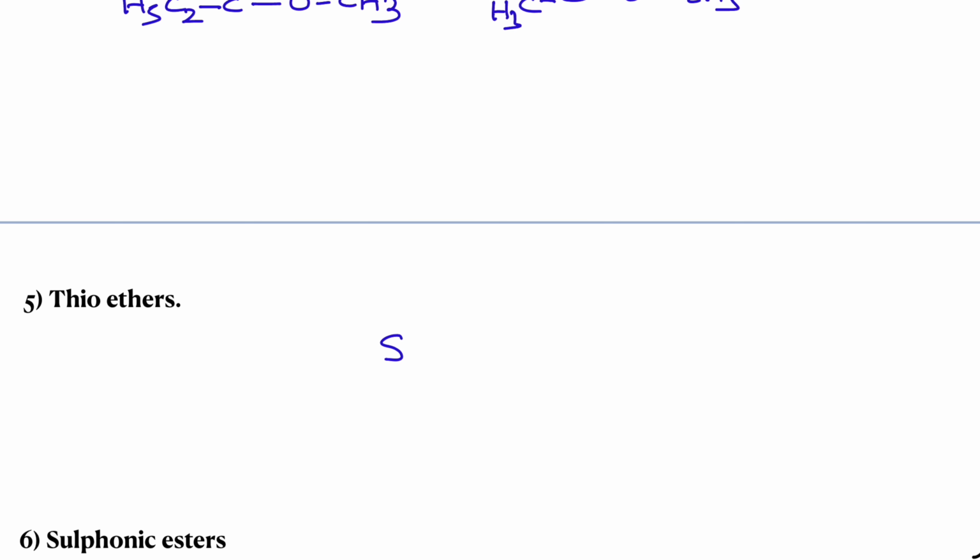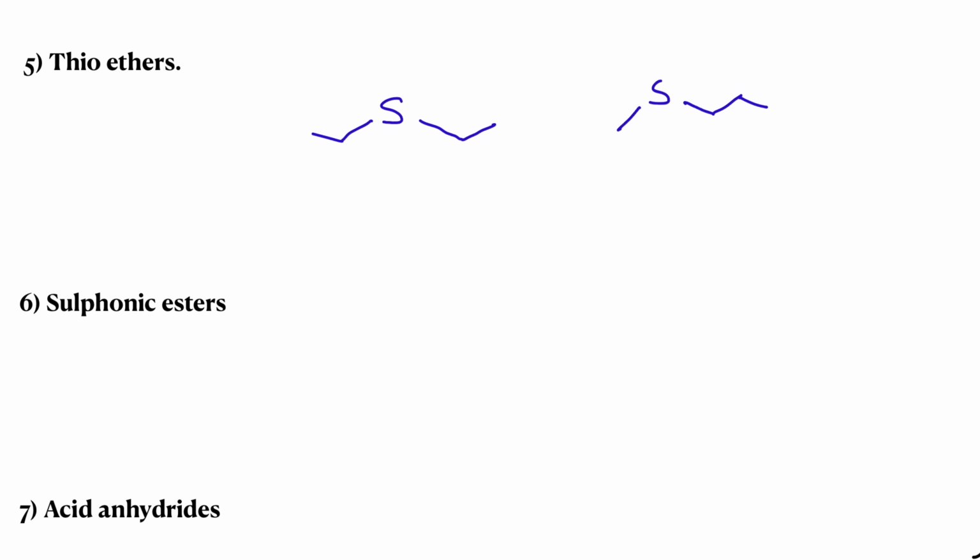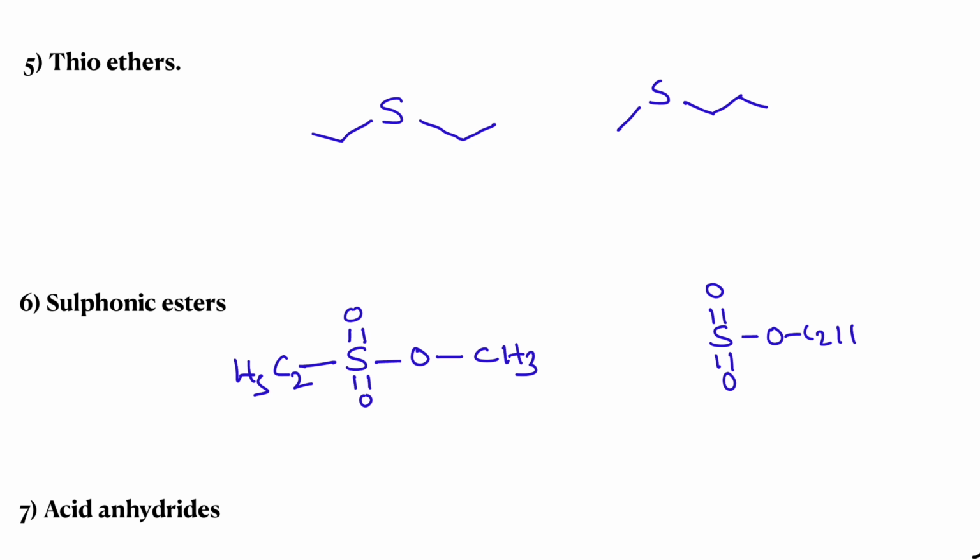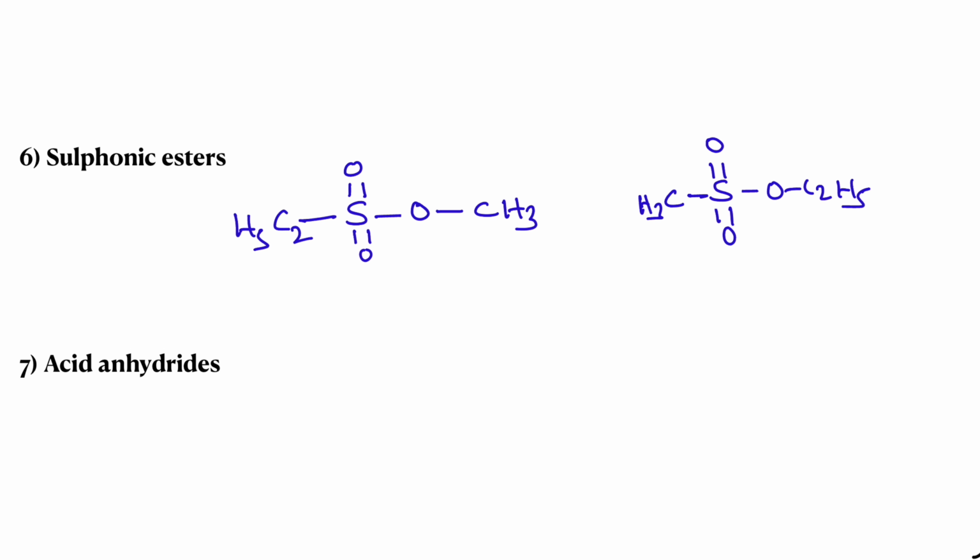Thioethers, like ethers, thioethers also exhibit metamerism. Alkyl groups attached to the functional group are different. Sulfonic esters. Normal esters are COOR, but here it is SO3R. So that is CO2R, this is SO3R. So here like this, here I am taking a methyl group. Here I am taking an ethyl group. Let me write a different structure by changing the alkyl groups. Now oxygen is having an ethyl group, sulfur is having a methyl group, so they are metamers.